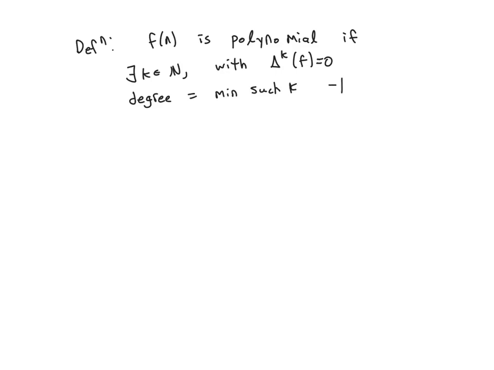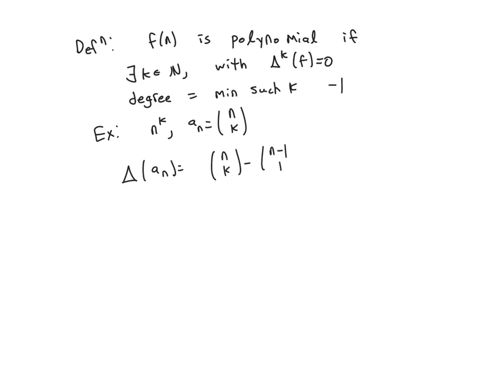Subtract 1. And an example of a polynomial sequence, besides the obvious power sequences, is defining a_n to be n choose k. You can see that delta of a_n is n choose k minus n minus 1 choose k, which by the Pascal relation is n minus 1 choose k minus 1. Look, the degree went down by 1, if we're assuming this has degree k.